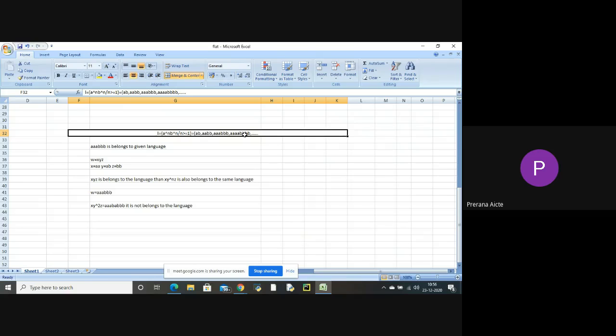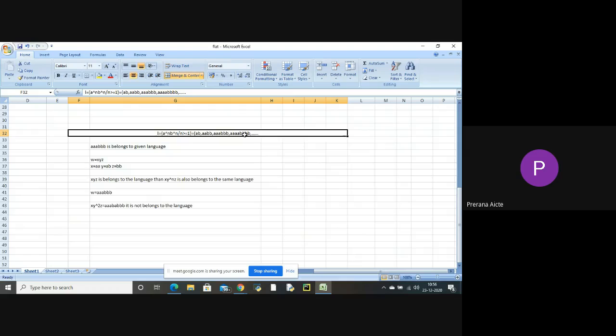I need to divide the given string into XYZ format. Whatever the partition it is, we need to divide the given string into XYZ format. I will take X is equal to AA, Y is equal to AB, and Z is equal to BB. If XYZ belongs to given language, then X Y power n Z also belongs to the given language. Then it is said that the language is regular.